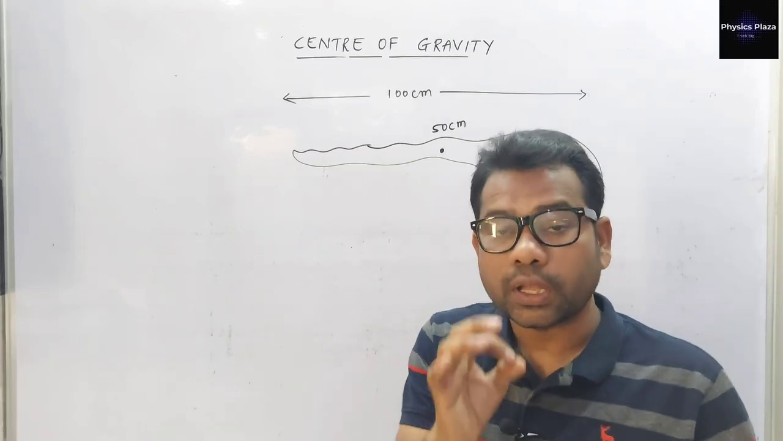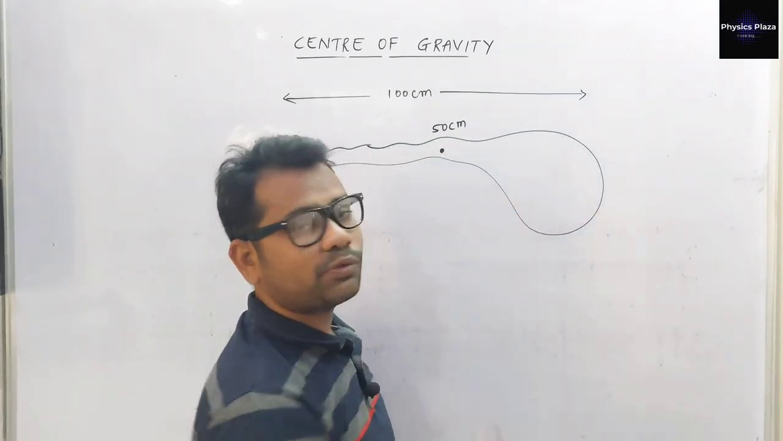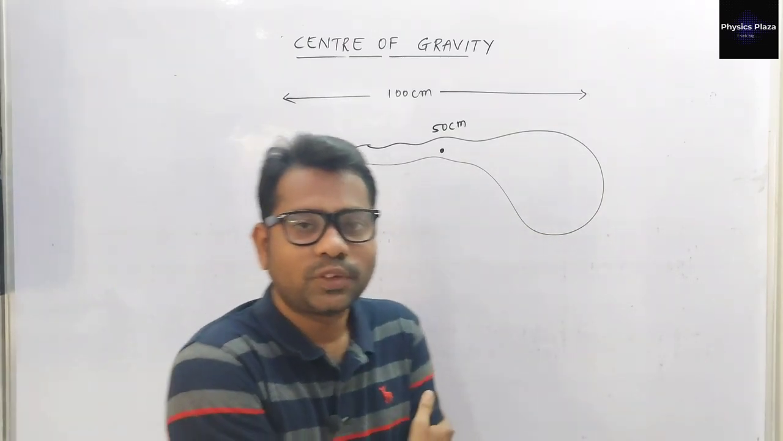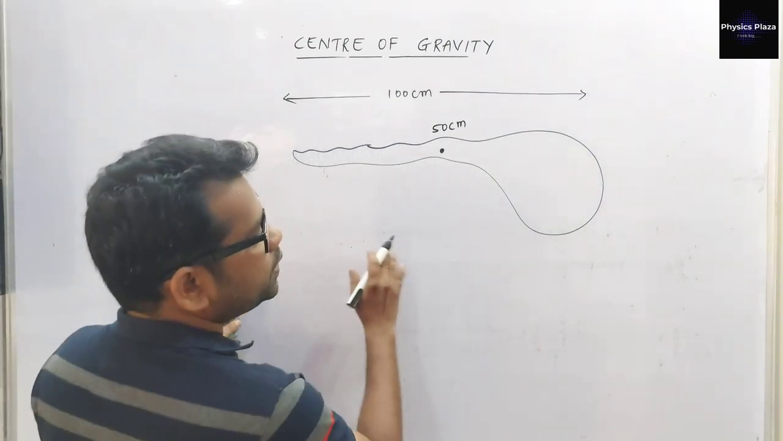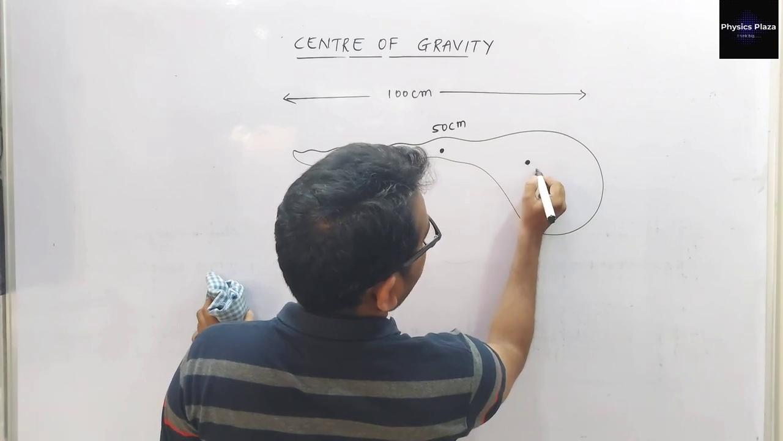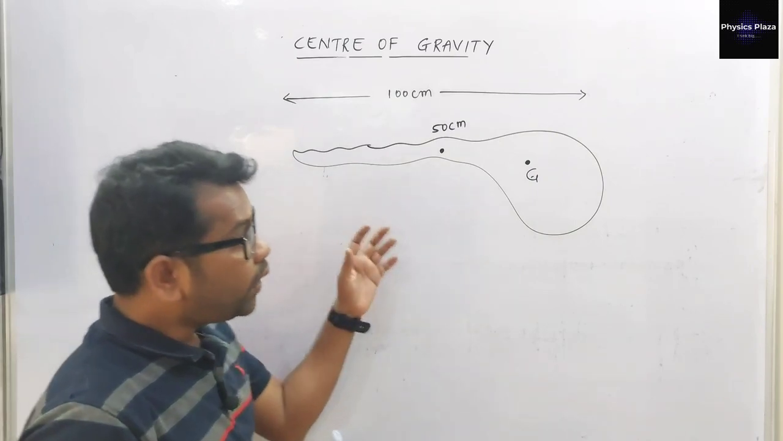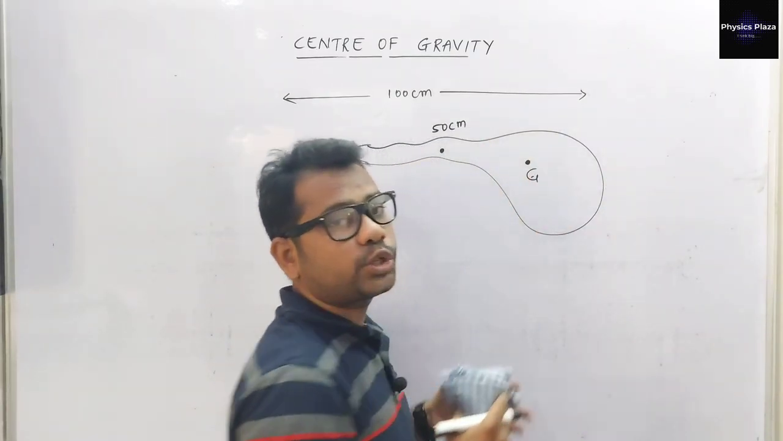Just pause the video and comment your answer. And you also should tell why. If it is the right side, why right side? Left side means why left side? Got it, children? Come on, think. Obviously, children, somewhere else here the center of gravity will be situated. Somewhere else means right side of 50 centimeters only. Why the right side of 50 centimeters only? Because here more mass is distributed.